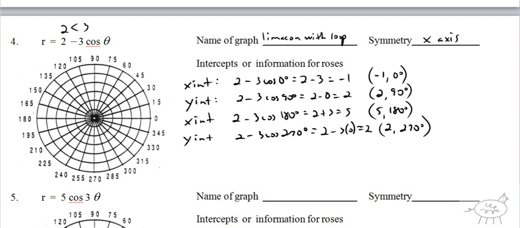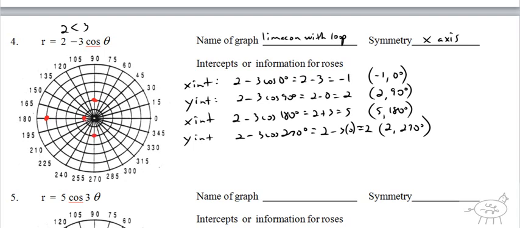Okay, so let's graph this baby. Negative 1, 0, so it means you go to 0, then you go to negative 1, so it's right over here. 2 comma 90, so 1, 2, we're right here. 5, 180, that means you go to 180, we go 1, 2, 3, 4, 5. And 2 comma 270 is 1, 2.